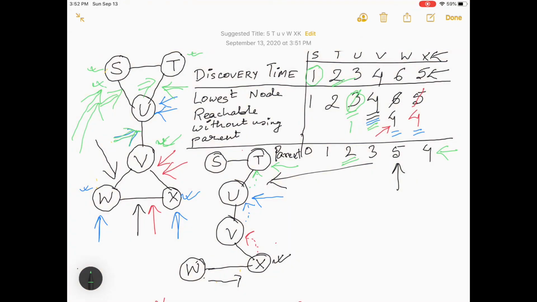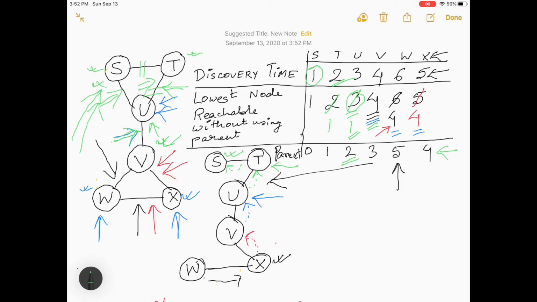and t has two adjacent edges, s and u, and we see that s happens to be the parent of t, so we don't take that edge into consideration, we just look at u, and we see that u has lowest reachable node as 1 and t has currently 2, so we take the minimum and we update it as 1.